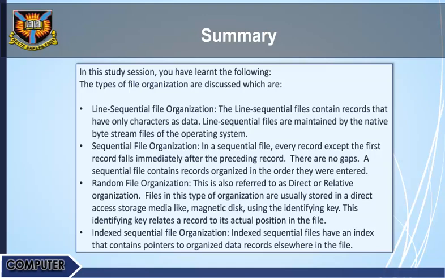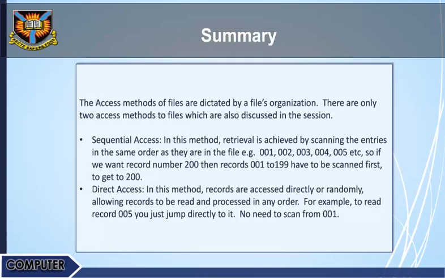Random file organization. This is also referred to as direct or relative organization. Files in this type of organization are usually stored in a direct access storage medium like magnetic disk using the identifying key. This identifying key relates a record to its actual position in the file. Indexed sequential file organization. Indexed sequential files have an index that contains pointers to organized data records elsewhere in the file. The access methods of files are dictated by file organization.